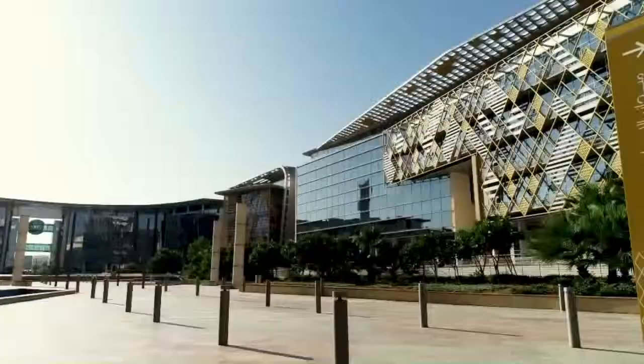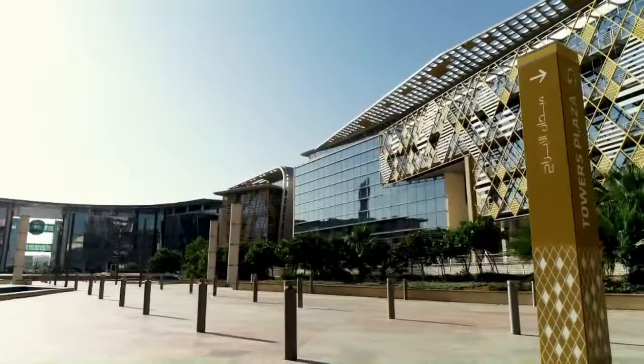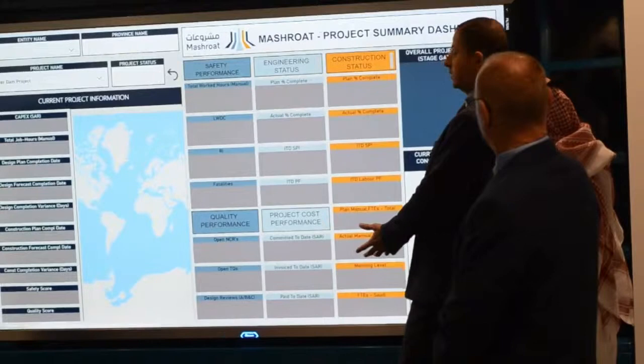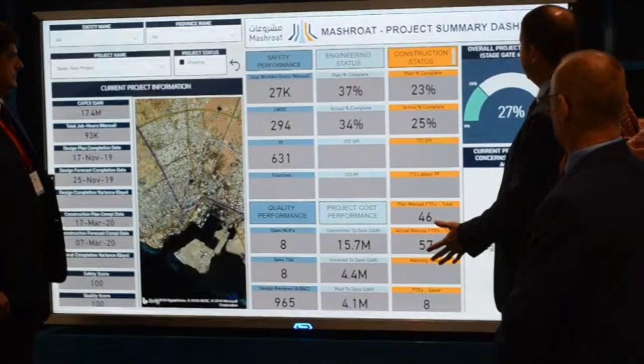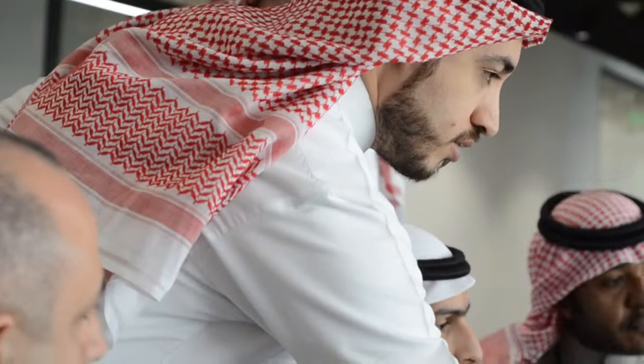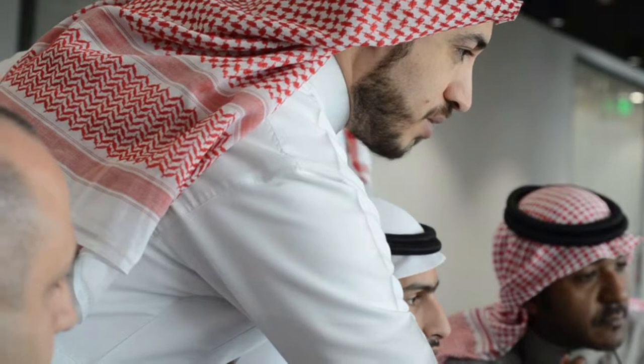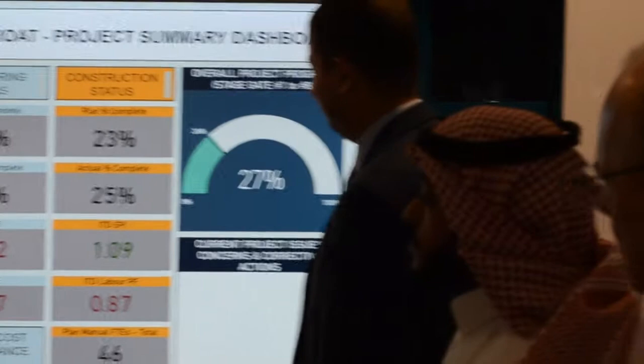Well, there is. Meet the Mashroat Dashboard. Designed to provide you with real-time information covering the entire project life cycle, built from the examples of best practices learned from delivering major projects around the world. The Mashroat Dashboard is an invaluable tool that you can use to set the right priorities and decide upon critical actions, reducing risk, and most important of all, saving time and money.